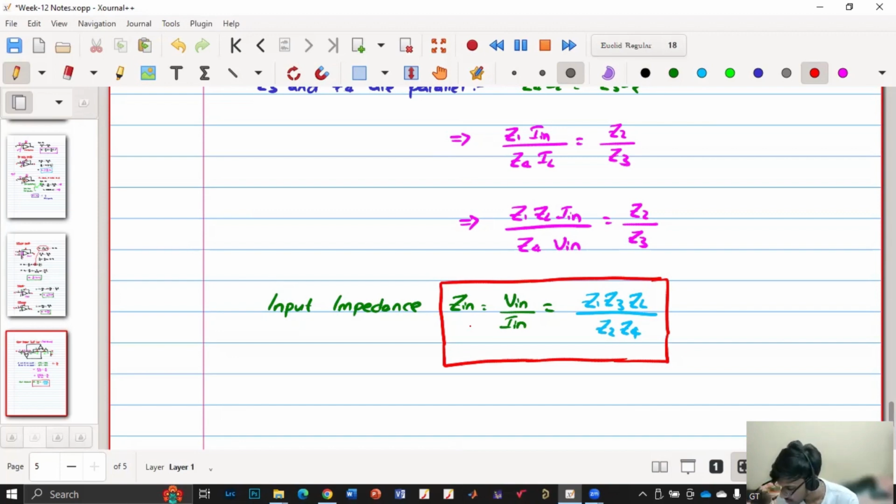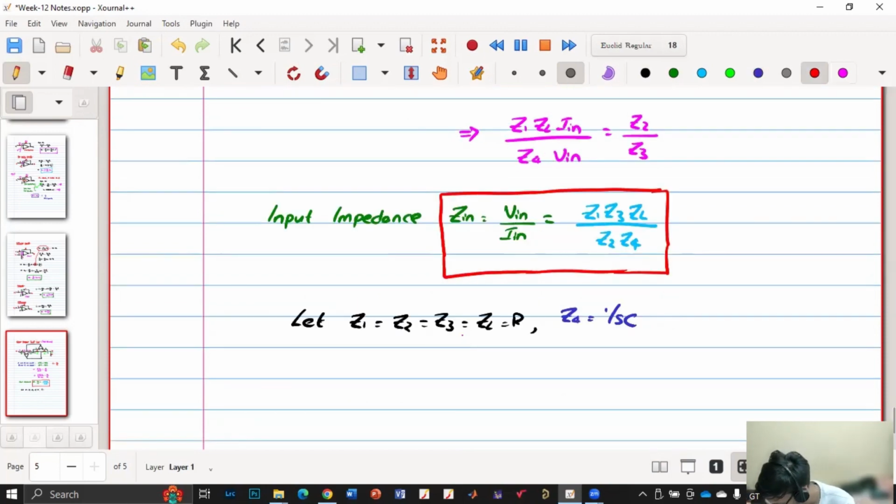Yes. So now, Z1 equal to Z2 equal to Z3 equal to ZL equal to R, and Z4 equal to 1 by SC, like capacitance. Now what will happen? If you calculate Zin, we'll get Zin equal to R cube by R. So it will be R square SC. If I write it in a different way, it is S into R square C, as if S into L equivalent.